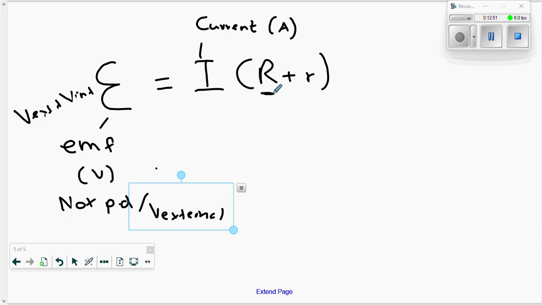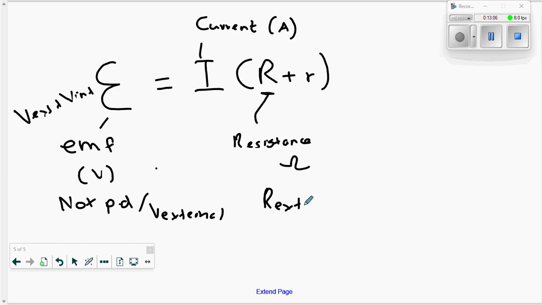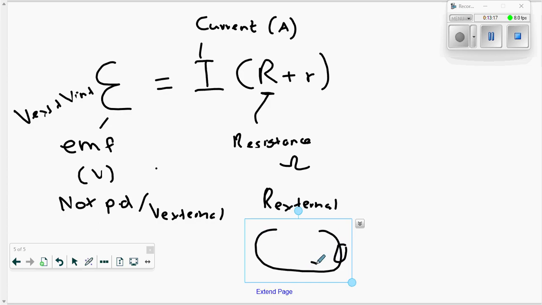The big R, we've been dealing with our whole careers in electricity. Big R is resistance, and we know resistance is measured in ohms, but now this big R is your R external. Just like this is V external, this is R external. So it's the resistance in the main part of the circuit. If you had a resistor here, a resistor here, and a resistor here, it would be all three of these resistors added together. It does not include the resistor that is in the battery. It does not include that.